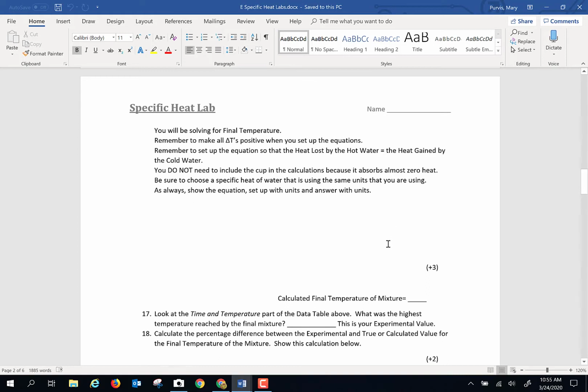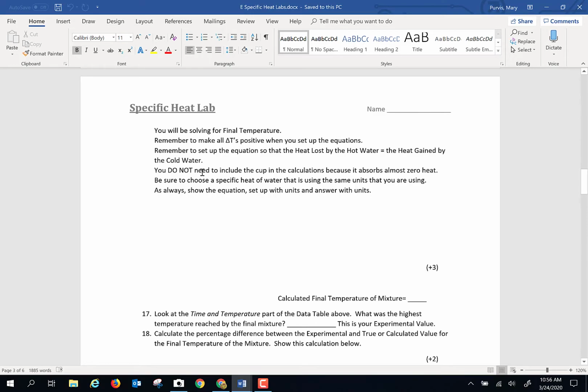Then you are going to do the basic equation. The basic calculation here is the heat that is lost by the hot water is going to be equal to the heat gained by the cold water. That's the basic setup, and when you've gotten to this point, you should have watched enough videos and lectures that it should not be hard for you to set up.